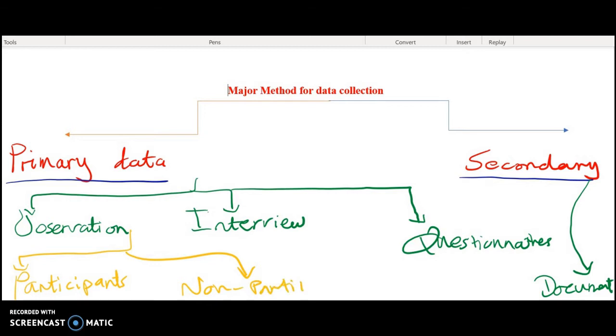What is the difference between participant and non-participant observation? Participant observation means that you as a researcher are involved. You are in the process. I'll give you one example. Let us say that we want to study the interaction between husband and wife in some social context. A researcher will stay with them at home. He or she will not interfere at all. He would just record or take notes. So he is there in the context. So he is participating.